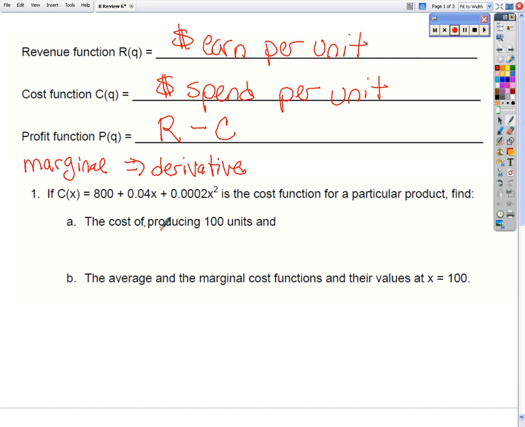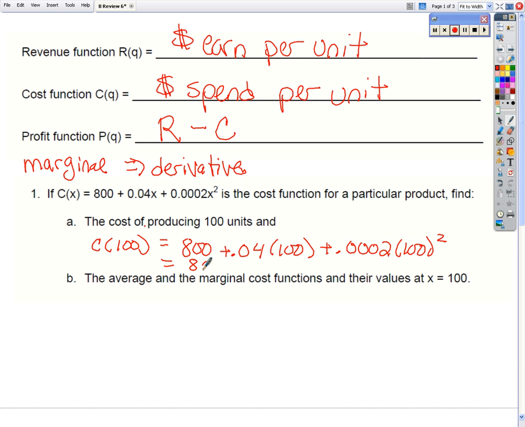Okay, so the cost of producing 100 units, we're going to plug 100 into the cost function. And using your calculator to solve, we get $806.